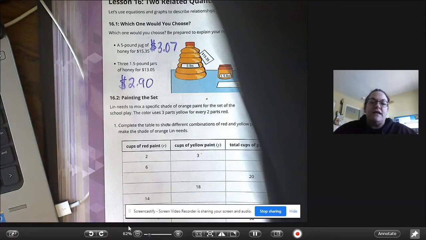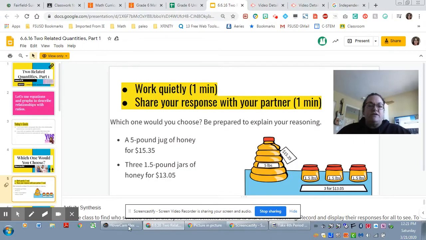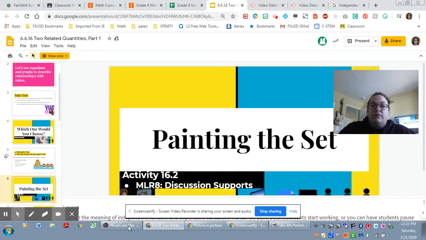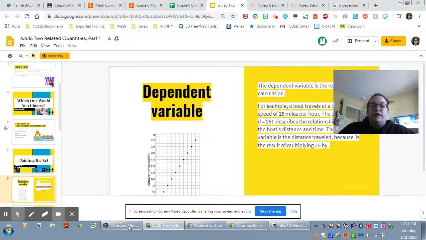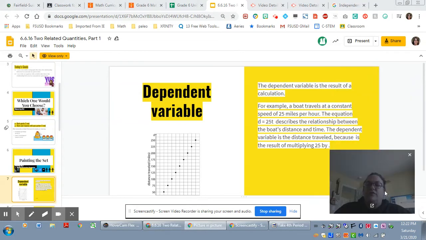All right, so in the second part, 16.2, we have painting the set. And they're going to be talking about dependent and independent variables. So let's talk about that for a second before we move on. The dependent variable is the result of the calculation. So the answer. The dependent variable relies on what the variable is. So if the variable is 2, then you multiply or divide, and it depends on what the variable is, right?